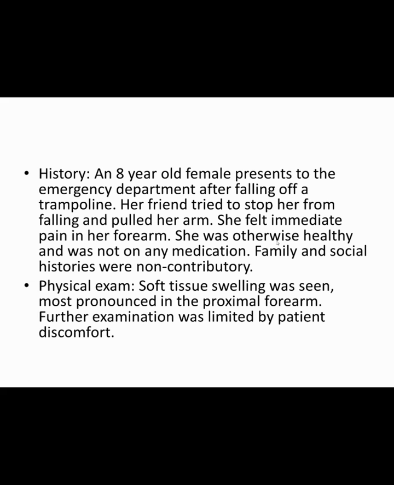An 8-year-old female presents to the emergency department after falling off a trampoline. Her friend tried to stop her from falling and pulled on her arm. The patient then felt immediate pain in the forearm. She was otherwise healthy and is not on any medications. Family and social histories are non-contributory. On physical examination, you notice soft tissue swelling, most pronounced in the proximal forearm. Further examination is limited by patient discomfort.